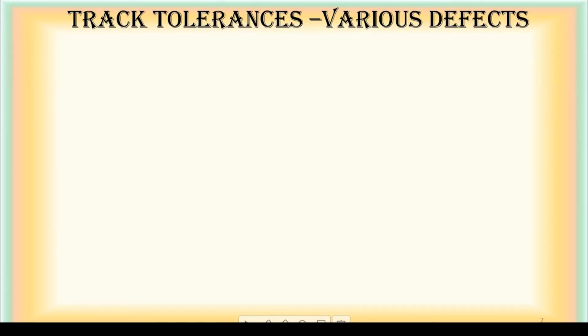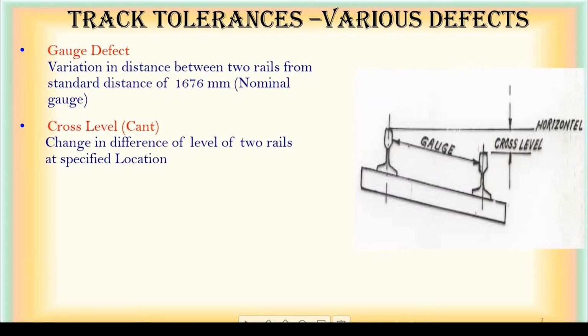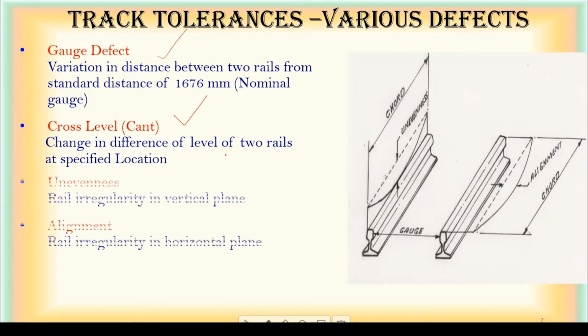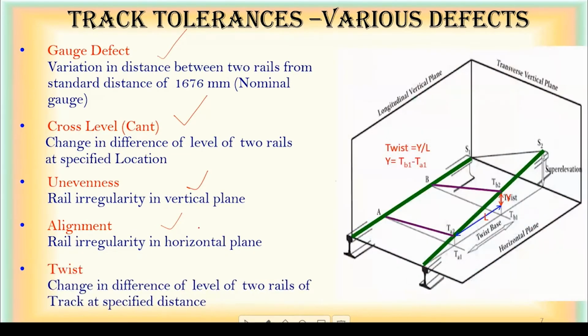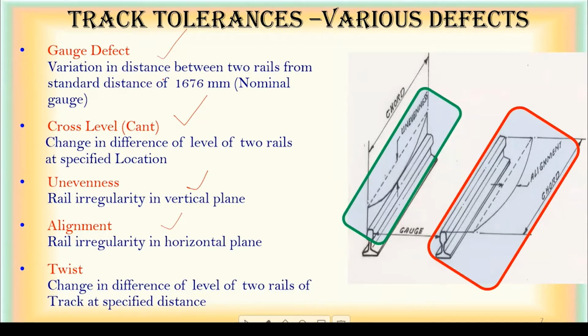Okay. So what are the various types of defects? All of you are aware, being civil engineers of the railway. The gauge can be defective, the cross level can be defective, there may be an unevenness defect, there may be an alignment defect, and there may be what you call twist. So these are the defects which we want to keep within the limits.